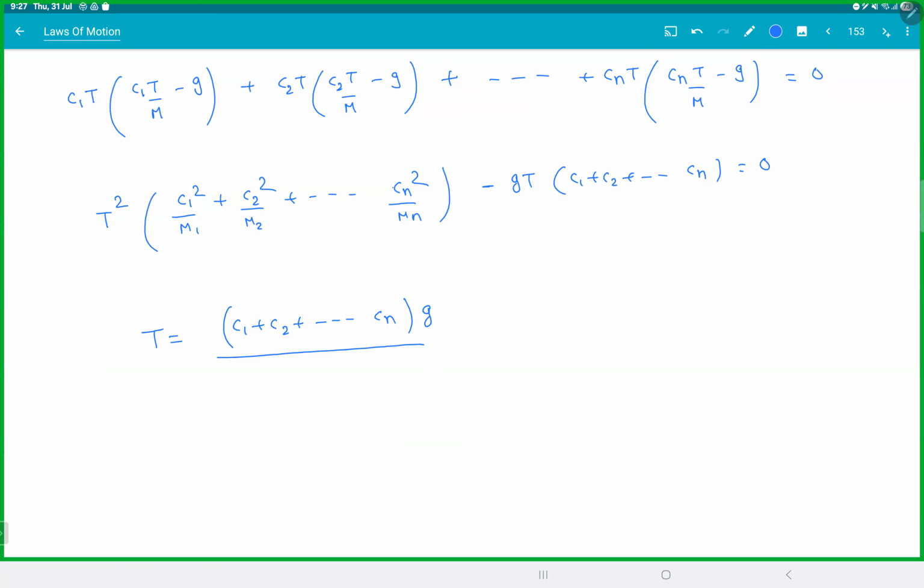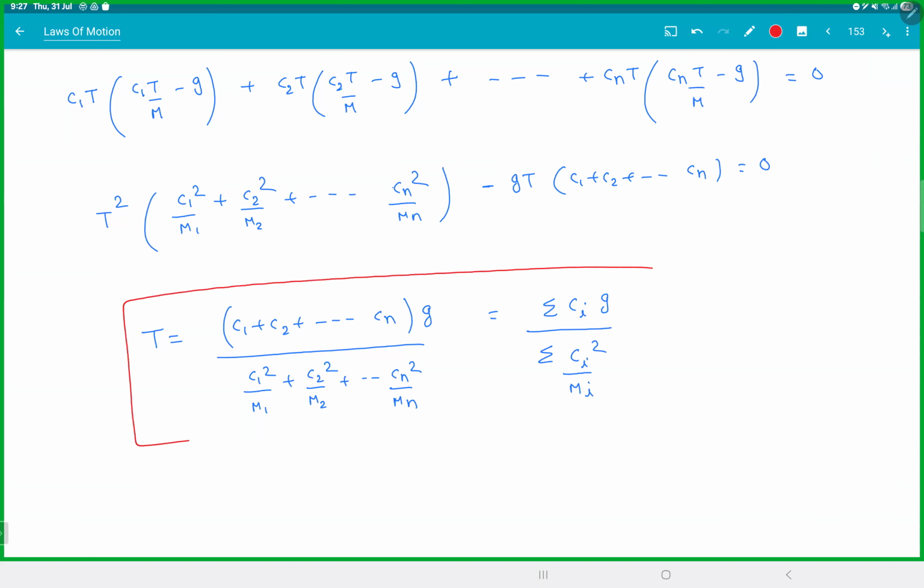So tension will be C1 plus C2 plus Cn, which are the coefficients of tension, times g, divided by C1 square by M1 plus C2 square by M2 plus so on till Cn square by Mn. So this can be written as sigma Ci times g by sigma Ci square by Mi. There. So what is this T? T is the tension in any string that we choose. So assume T in some string, whatever you want, and start the problem from there.